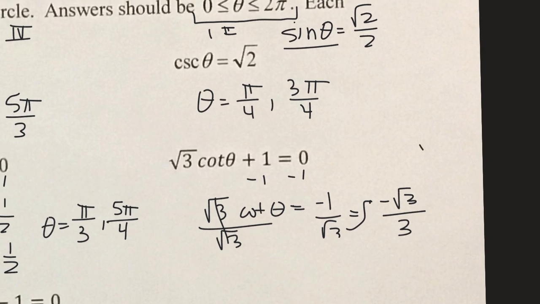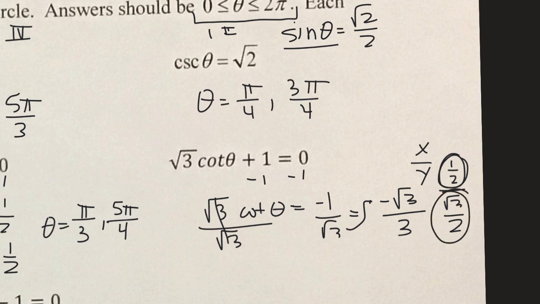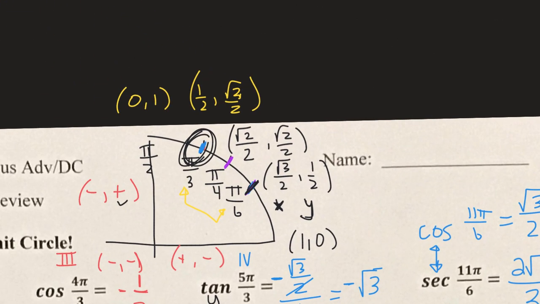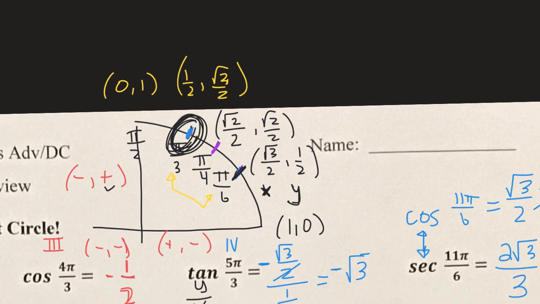Well, cotangent is x over y, which means this was negative root 3 over 2. No, switch that. This was 1/2 over root 3 over 2. So where is the x value 1/2 and the y value root 3 over 2? The x value 1/2, the y value root 3 over 2. Oh, that's the pi over 3's again.